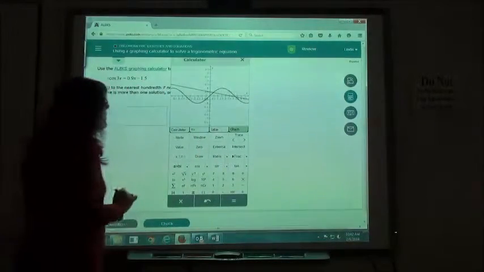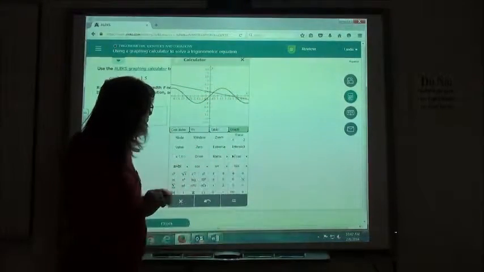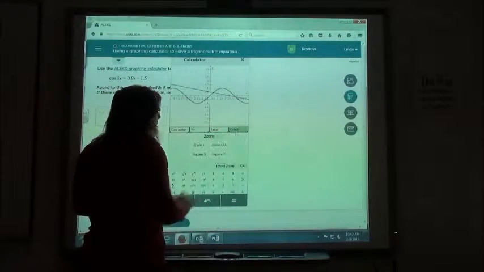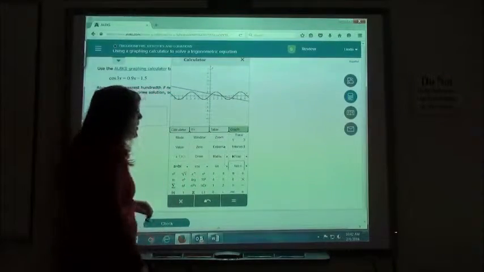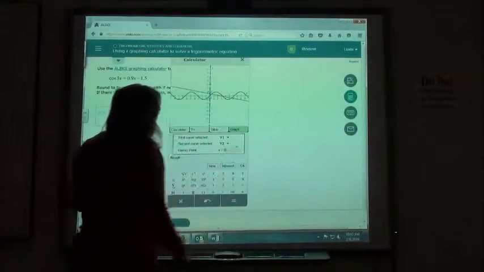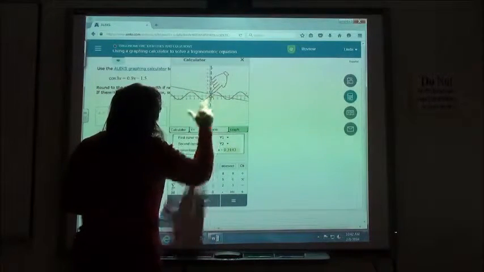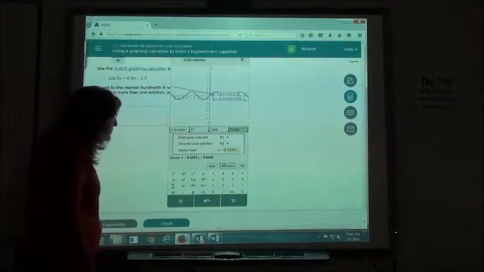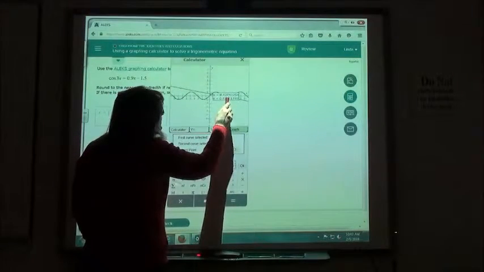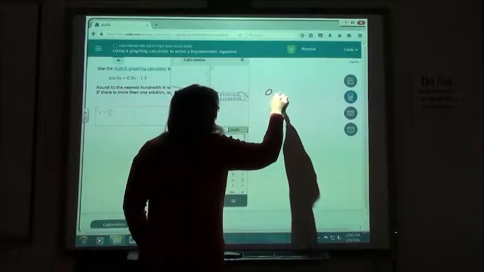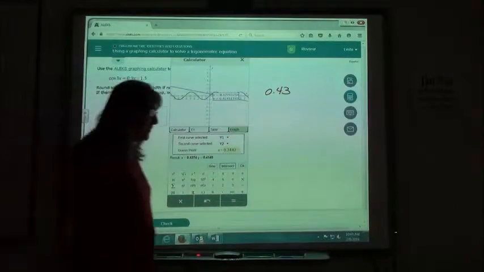We hit graph. This one I can only see 2 of my intersections. Normally you'll have 3. So now I've got to zoom my screen back out. So I'm going to hit zoom, zoom out. Now I can see all 3 of my intersections. So I'll hit OK. Hit the word intersect. Pull that as close to the first intersection as I can. Hit intersect. And it has 0.4274. Since it's 427, I have to round that up to 43. So 0.43 would be the first point that those two equations have in common.